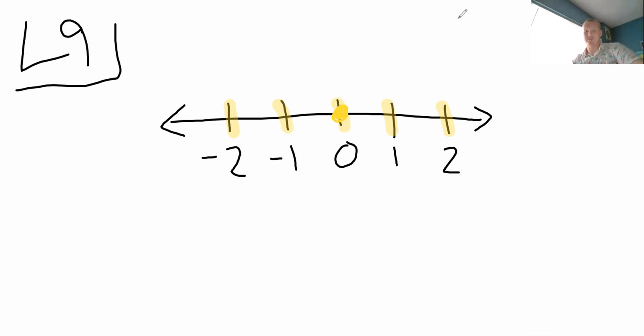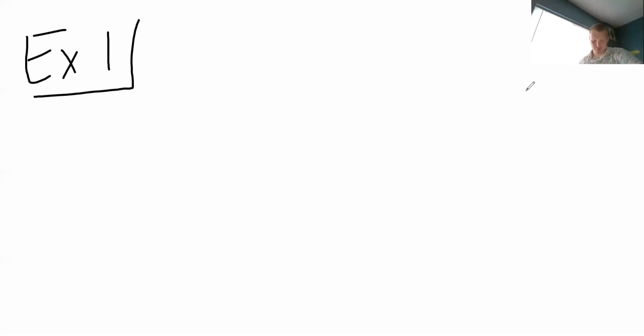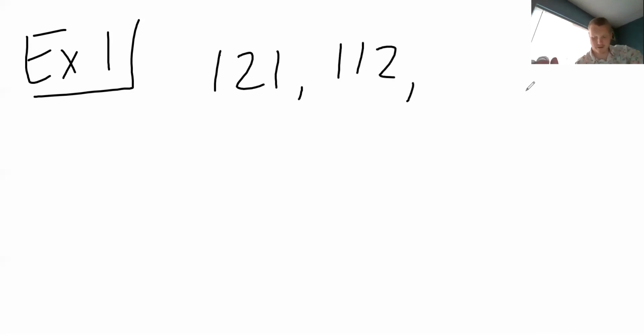Okay, so that is what a number line is. Okay, let's move on to example 1. Example 1. Arrange these numbers in order from least to greatest. Okay, so first off, our numbers are 121, 112, and 211. Those are our 3 numbers that we're going to order from least to greatest.